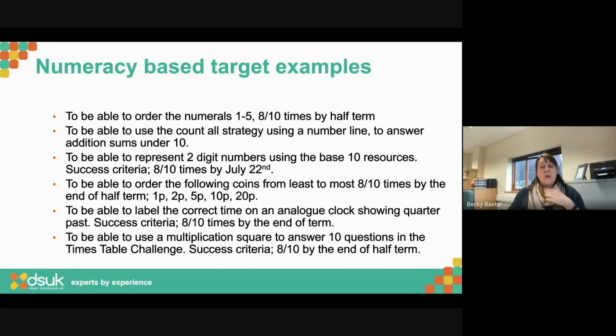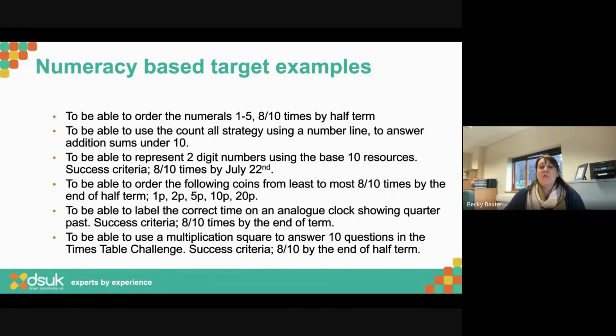So if I'm coming in to support the pupil in a numeracy lesson, maybe I don't normally work with them, I think, oh, this is my target. I know what it is that I'm going to include within that planning, within that delivery. To be able to represent 2-digit numbers using the base 10 resources. Again, I know it's 2-digit numbers, and I know it's the base 10 resources. To be able to order the following coins from the least to most. I haven't got all the coins to start with. Just going to go with those coins 1 up to 20.